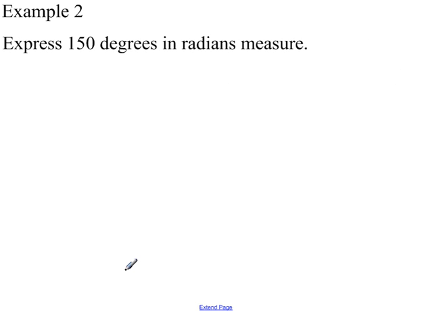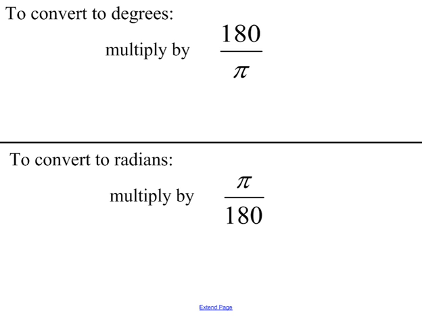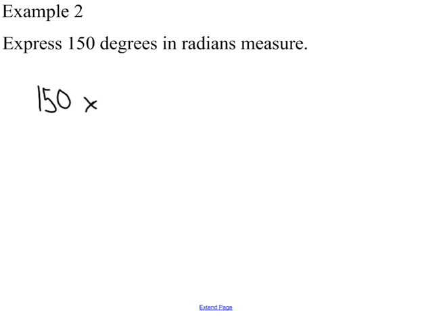Example 2. Express 150 degrees in radian measure. To convert to radians, I have to take 150 and multiply it by what? What does the formula say? It says to convert to radians, multiply by pi over 180. So I'm going to take 150 and multiply it by pi over 180. So that's going to be 150 pi over 180.